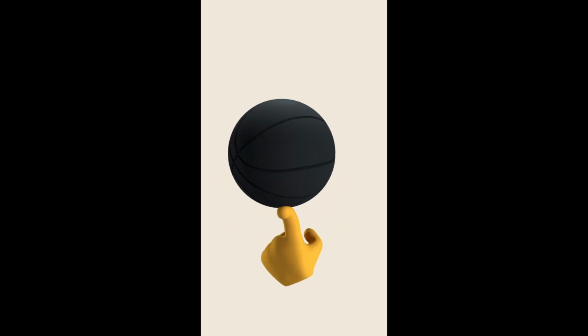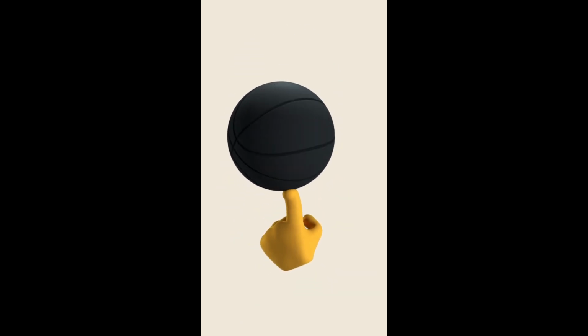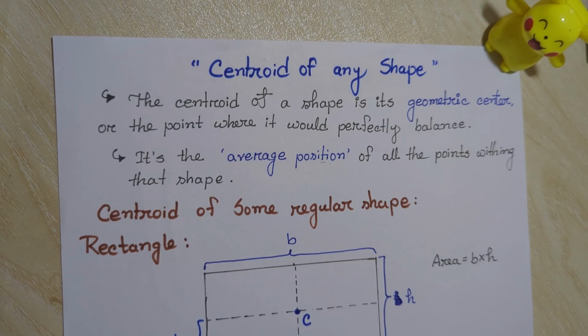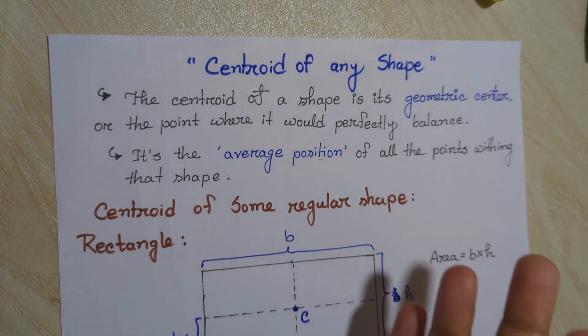Look, if we place our finger at the point of centroid of this ball, then we can balance this ball with our hand. Right, now let's see what the centroid is. Assalamu alaikum. Today let's see how to find out the centroid of any object. Actually, what is the centroid of an object? At first, let's see what the centroid is.